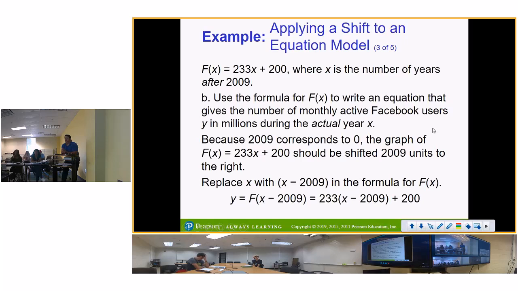I have no idea why they're doing that. Use the formula to write an equation that gives the number of monthly. Okay, what they're saying is that you can rewrite B and use the formula so you don't have to subtract the years. Or use the equation to derive a formula so you do not have to subtract the years in your head. That's what they're doing. So instead of you thinking 2013 minus 2009 is 4, you stick x minus 2009 in for x.